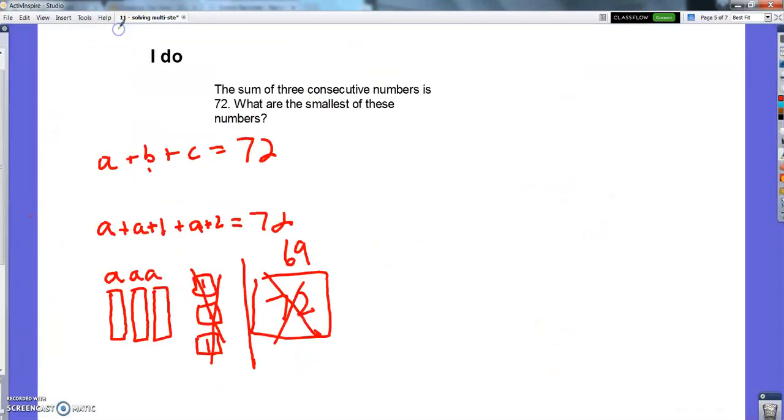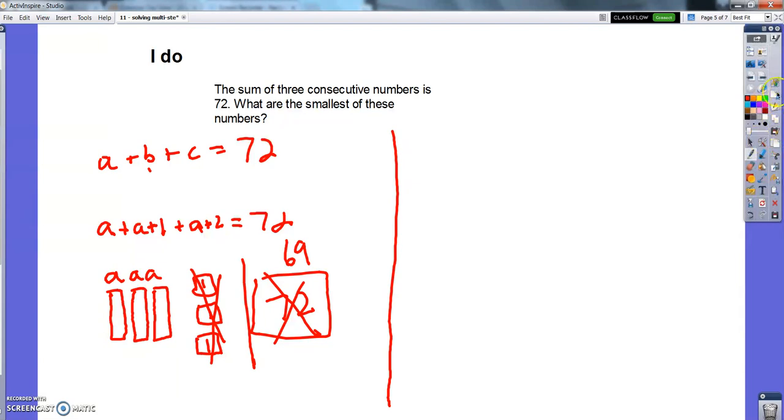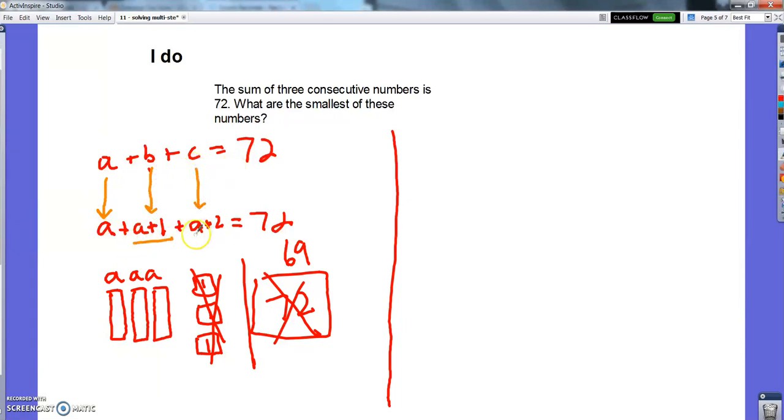So here's the other problem we did yesterday. The sum of 3 consecutive numbers is 72. What's the smallest number? So this one was a little tricky just to set up. So the way we wrote our equation was we said, okay, I don't want to have A plus B plus C because it's going to be too hard to solve 3 variables. So we turned it into an equation with 1. Like A was the smallest number. The next number was 1 more. And the next number was 2 more.